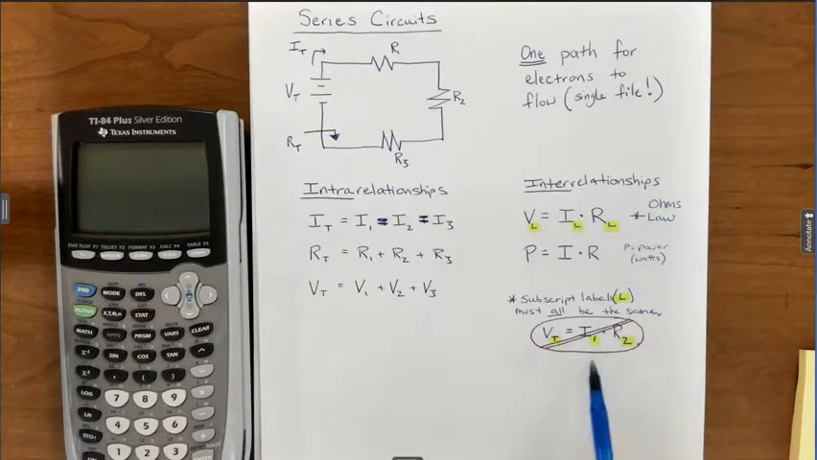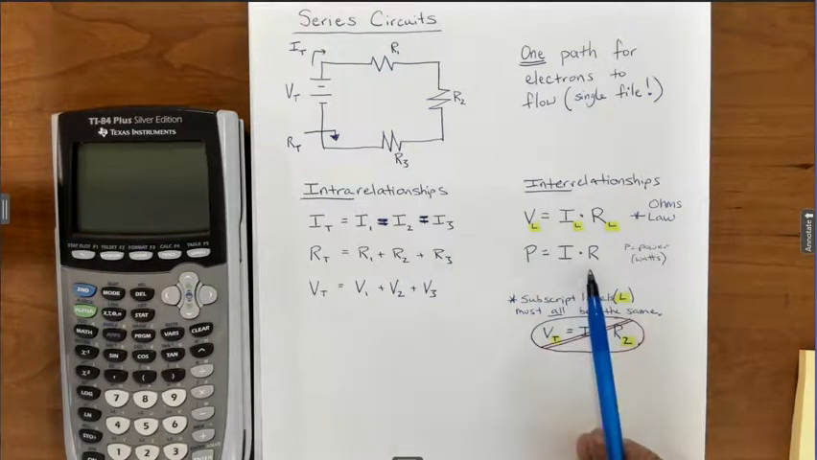So I made sure that's clear down here. Subscript labels must all be the same. Don't have the total volts with the current through the first and the resistance of the second or something. These need to be all totals or all ones or all twos. Make sure we're comparing apples to apples.